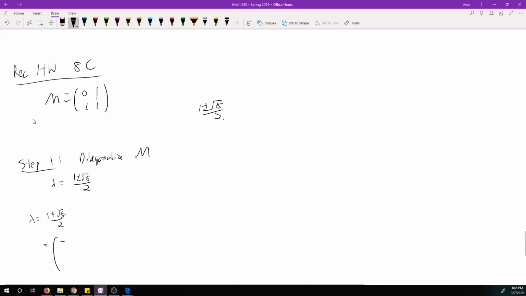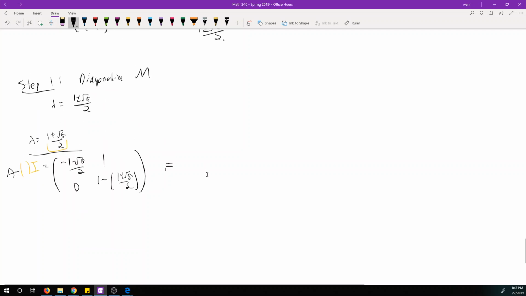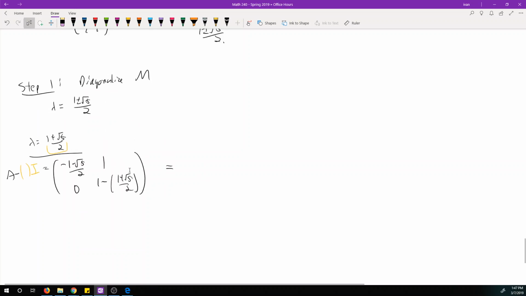So this is negative 1 minus root 5 over 2, 1, 0, and then 1 minus 1 plus root 5 over 2. Okay, so this is A minus this guy times I. So what are the eigenvectors? Let's see. Oh wait, that's not a 0. Sorry, this is not a 0. This is a 1.